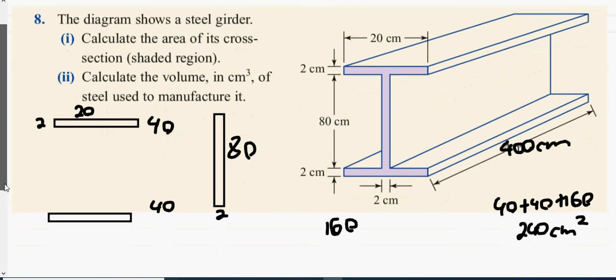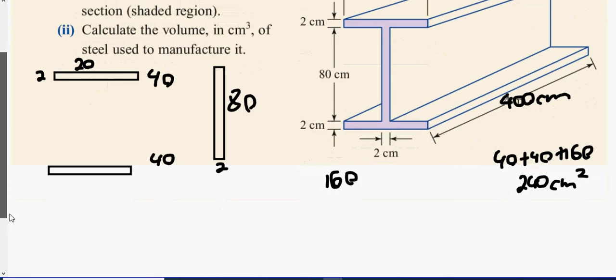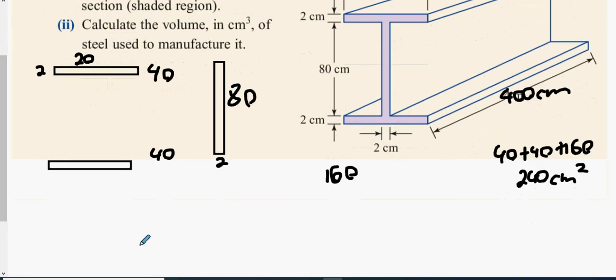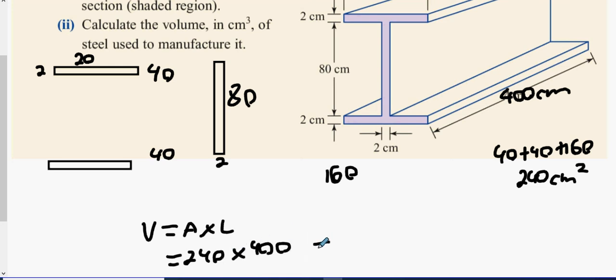Now, calculate the volume. So what do I do to get the volume? Area times length, which is 240 times 400. And what do I get? 96,000. Is it bigger or smaller than that? Centimeters cubed. Yep. Alright.